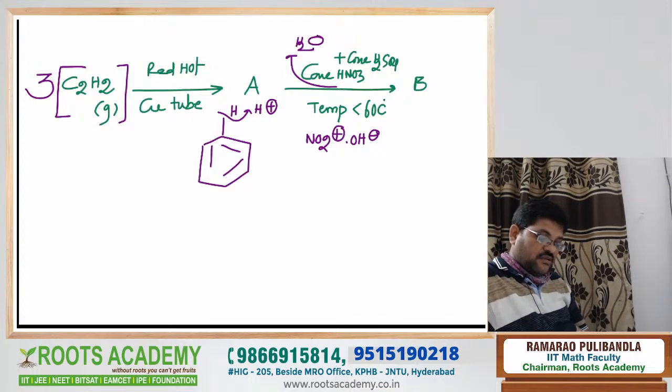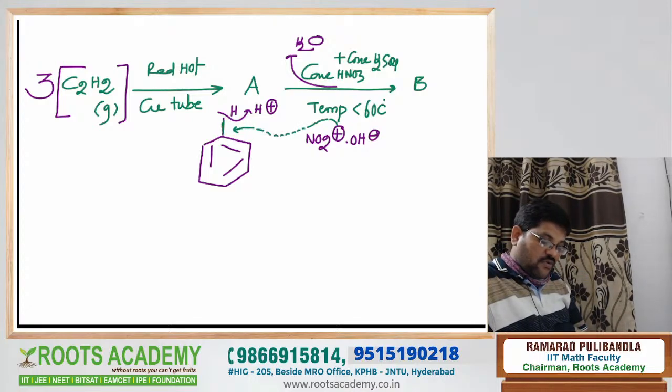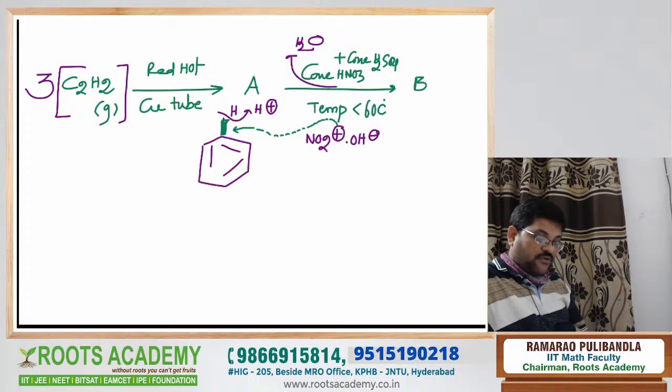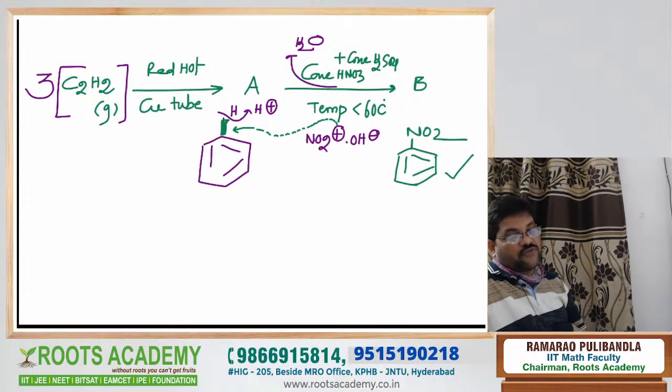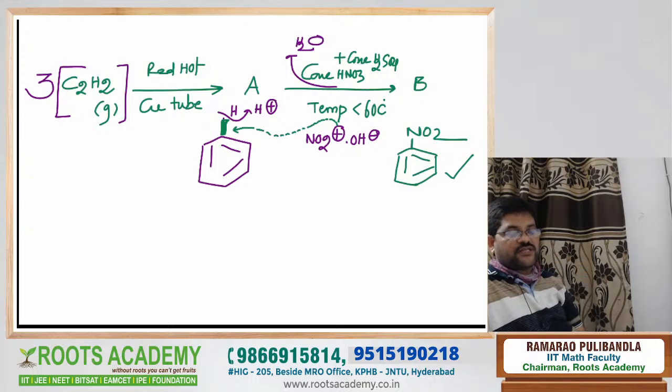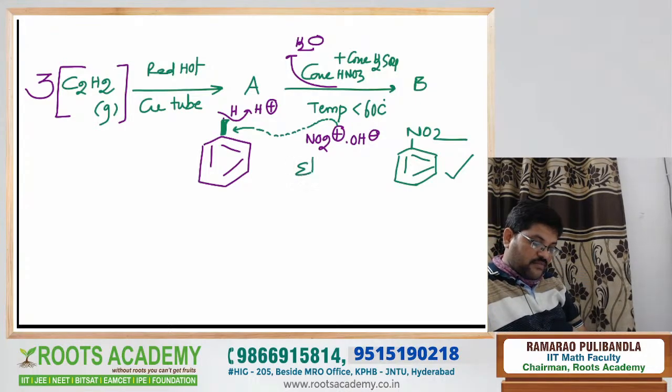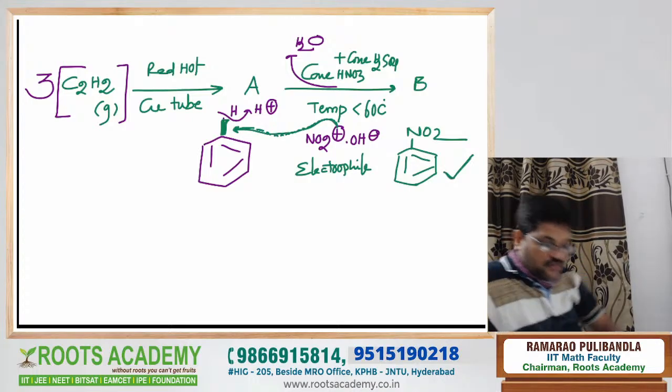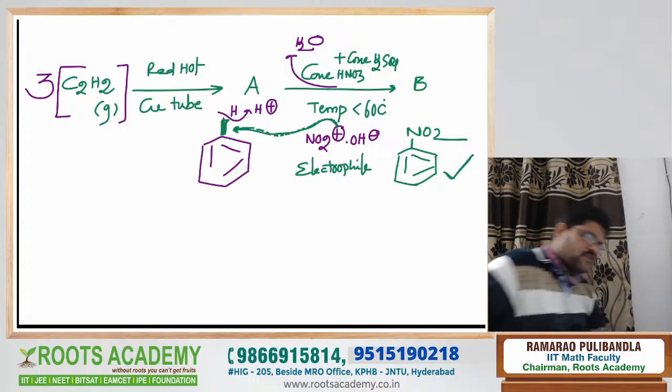Now NO2 plus. What is NO2 plus? The nitronium ion attacks the benzene with the sigma bond, and you get nitrobenzene. Tell me what you got. You get nitrobenzene formation. Simple explanation, no confusion. The NO2 plus attacks the benzene with the sigma bond. Sigma bond means what charge? Negative charge. The NO2 plus is an electrophile. The electrophile NO2 plus attacks the benzene with the sigma bond and you get nitrobenzene.